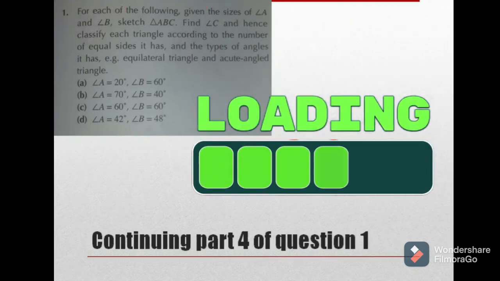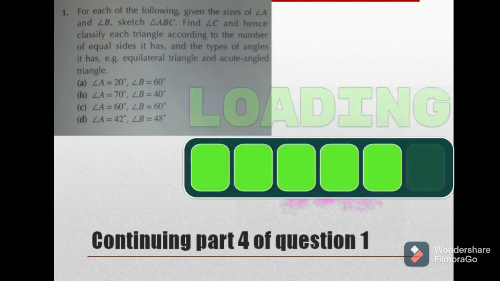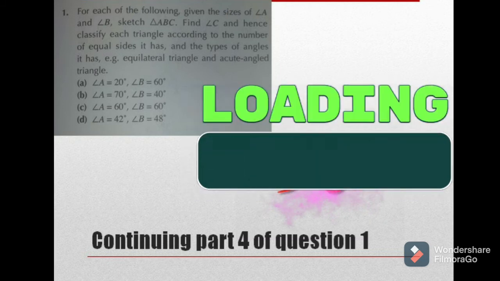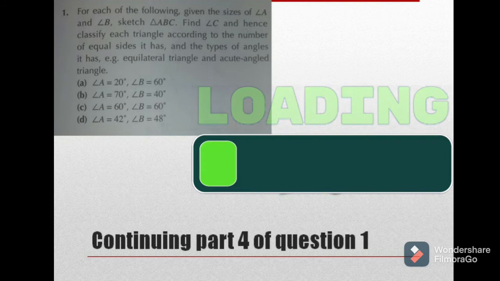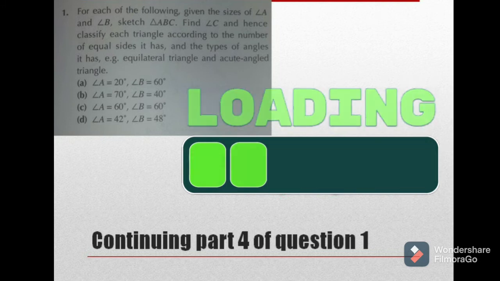So let's move towards part D. It says angle A is equal to 42 degrees and angle B is equal to 48 degrees. Now I want you all to solve this part, and I'm giving you 20 seconds because it hardly takes 20 or fewer seconds to solve these easy questions. So giving you time, let's start now.